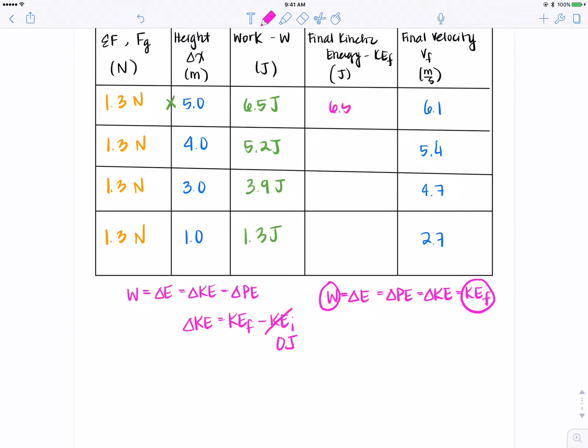And I can just copy these over. 6.5 joules, 5.2 joules, I apologize for the bell, 3.9 joules, and 1.3 joules. Okay, so you did not have to do many calculations in order to fill in this table. And that answers question 3. Question 4 on that same page instructs you to use the net force and the work in order to calculate the final kinetic energy of the lander.